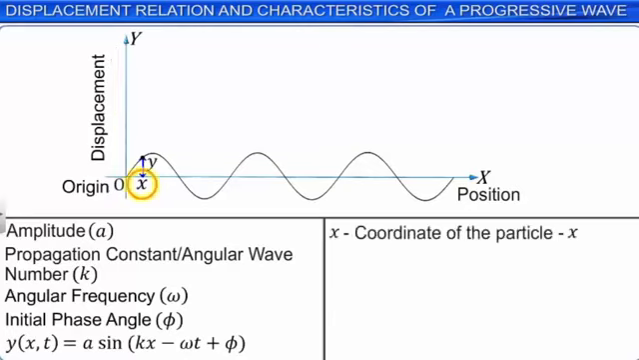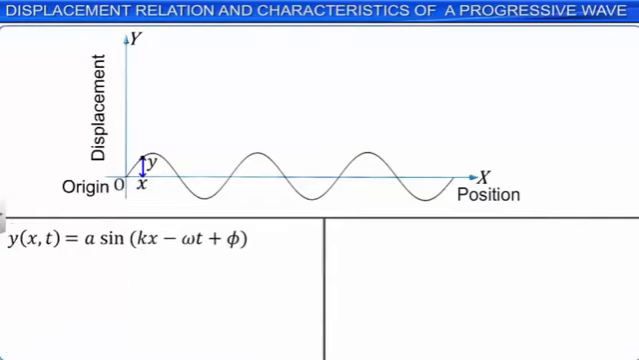The displacement equation of the particle is expressed as y(x,t) = A sin(kx - omega t + phi). This equation represents a progressive wave traveling along the positive direction of the x-axis, that is, from left to right.